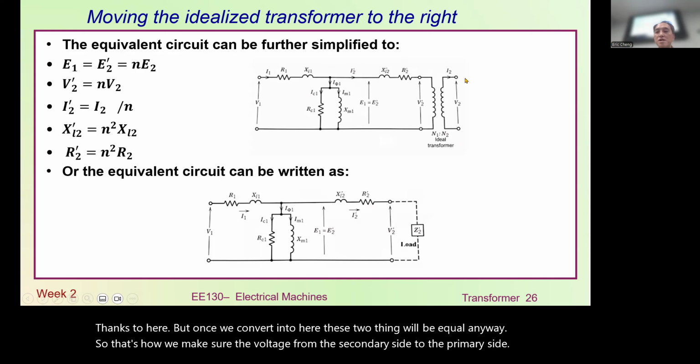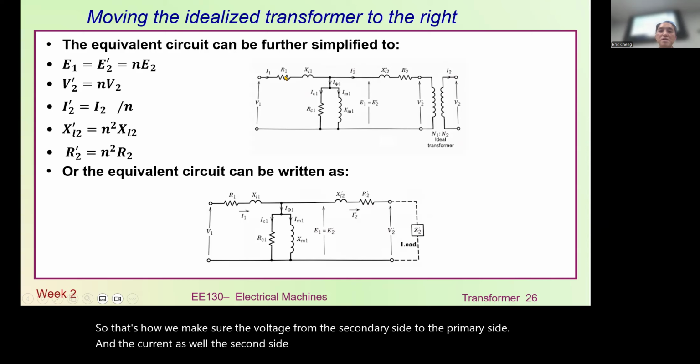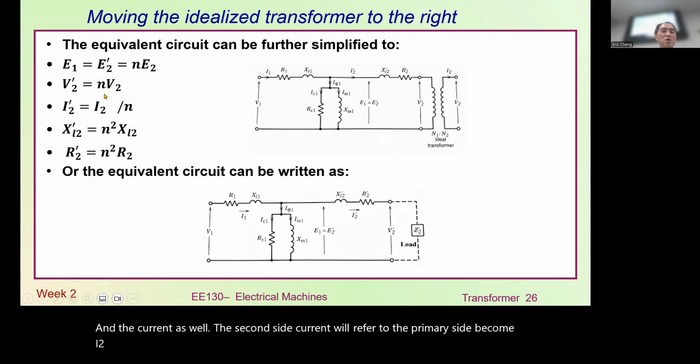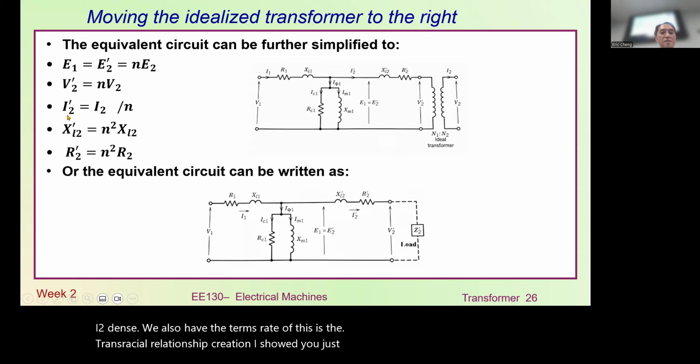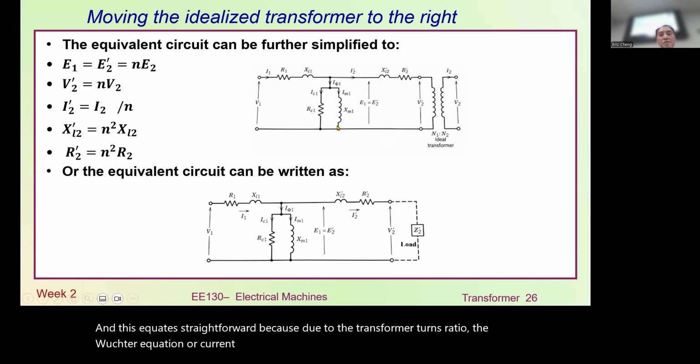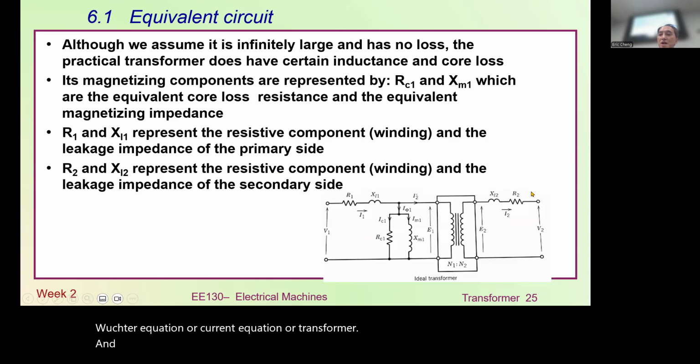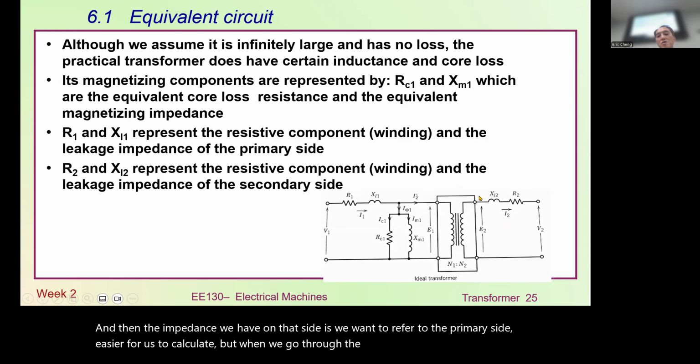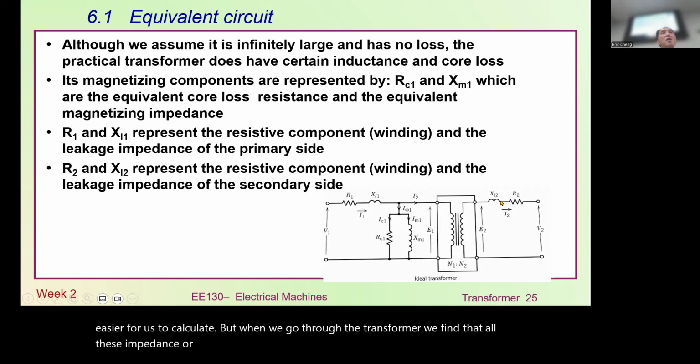And the current as well: the secondary side current, when referred to the primary side, becomes I2 dash. We also have the turns ratio. This is the turns ratio relationship equation I showed you just now. This is quite straightforward, because of the transformer turns ratio, the voltage equation or current equation of a transformer. Then for the impedance on that side, we want to refer it to the primary side to make calculation easier. But when we go through the transformer, we find that all this impedance or resistance will have a new parameter related to the original one through the turns ratio.